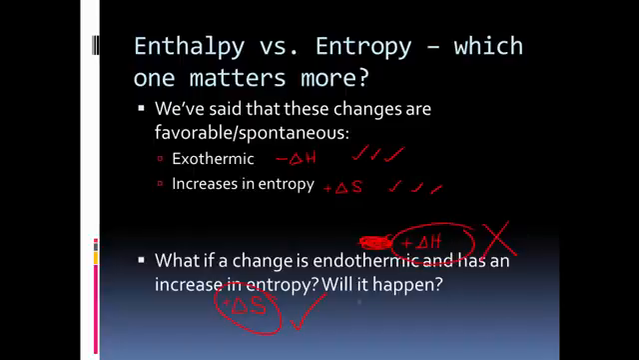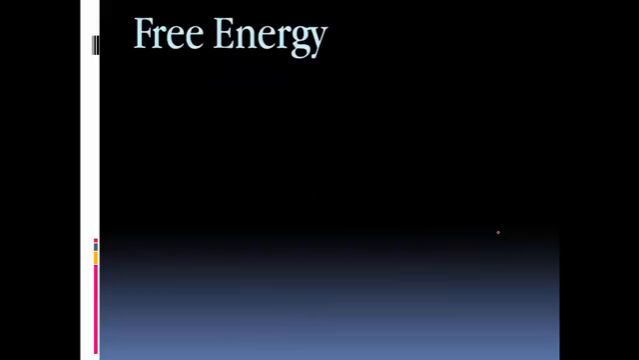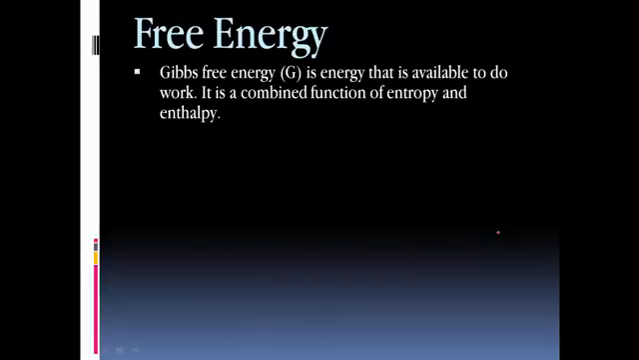So this is like two people having a disagreement. One says that a change should happen, one says that a change should not happen. How do we decide? Well, we have one more equation to learn. We have to talk about this thing called free energy. Gibbs free energy, abbreviated with a capital G, is the energy available to do work. It basically is a combined function of both entropy and enthalpy, and it is like the ultimate deciding factor as to whether a chemical reaction is going to occur or not.